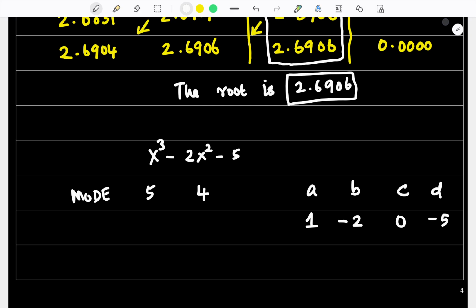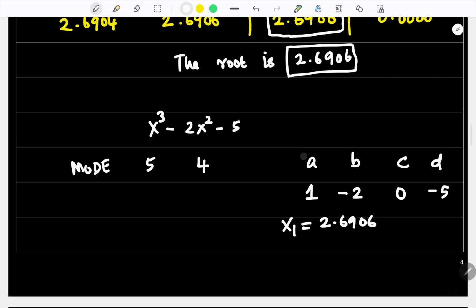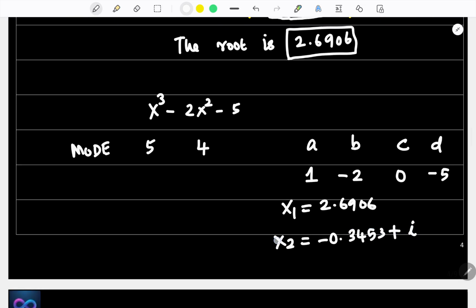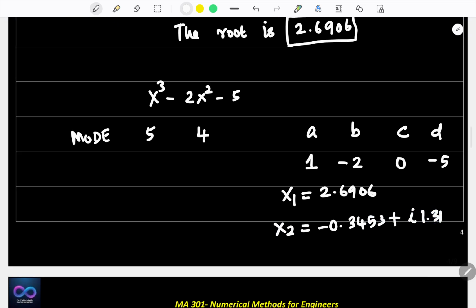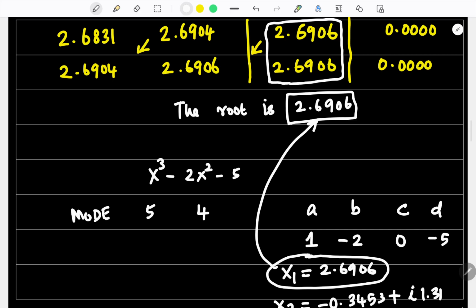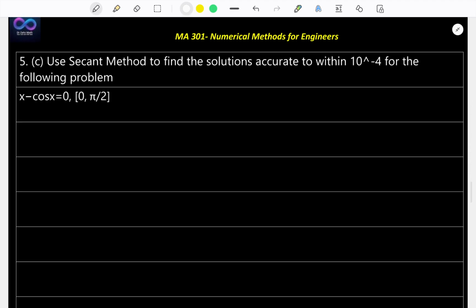Just a moment. Yes, I got x1 equals 2.6906 and I got x2 equals negative 0.3453 plus i root 1 point something 31, and x3 is equal to the same answer, right, with negative sign. Okay, so this is your positive root and the real root. So exactly which is same as this. Understand? So simple. Okay. Let's go to the next question quickly.